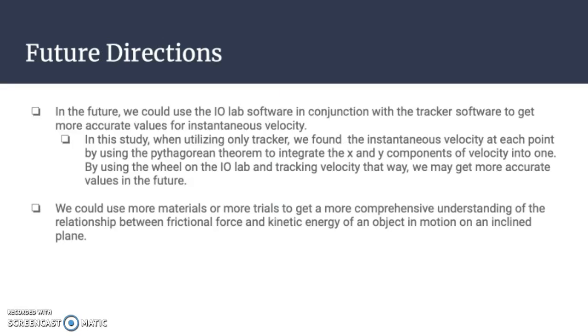In the future, we could use the IO lab software in conjunction with the Tracker software to get more accurate values for instantaneous velocity. By using the wheel on the IO lab and tracking velocity that way, we could get more accurate values. And we could also use more materials or more trials to get a more comprehensive understanding of the relationship between frictional force and kinetic energy of an object in motion on an inclined plane.